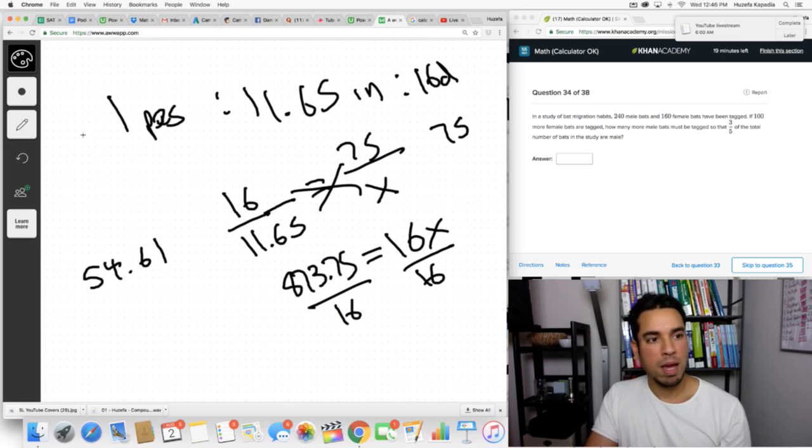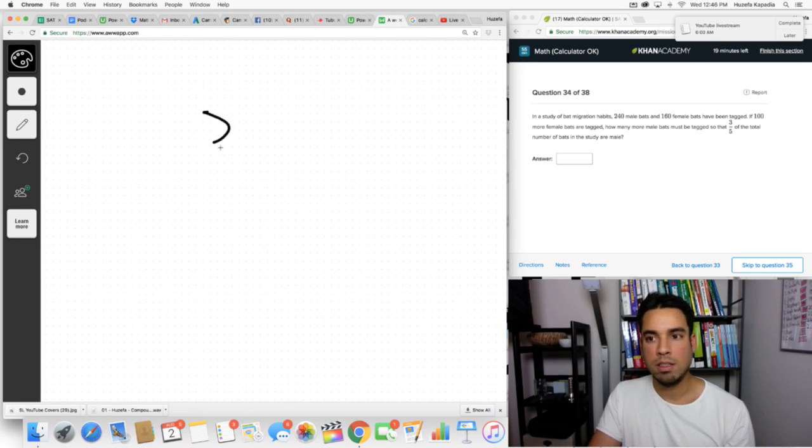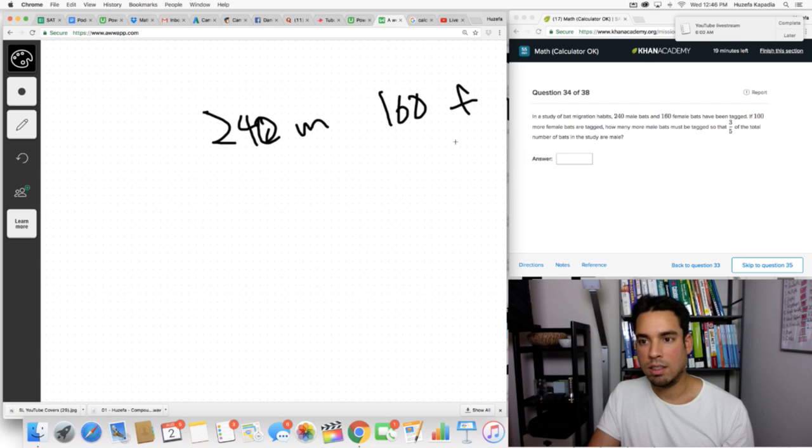In a study of bat migration, 240 male bats and 160 female bats have been tagged. If 100 more female bats are tagged, then we've got 260. How many more male bats must be tagged so that 3/5 of the total number of bats in the study are male?